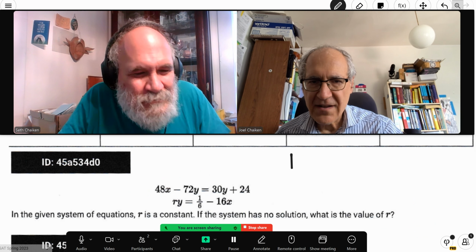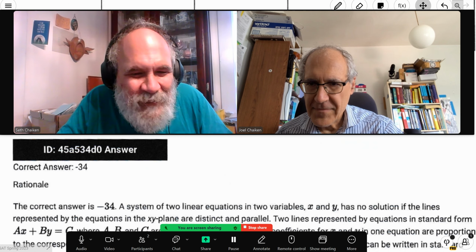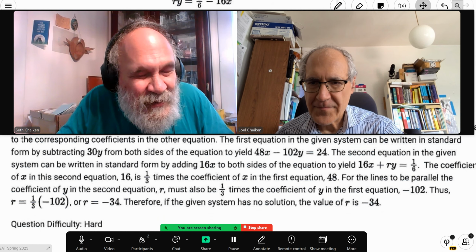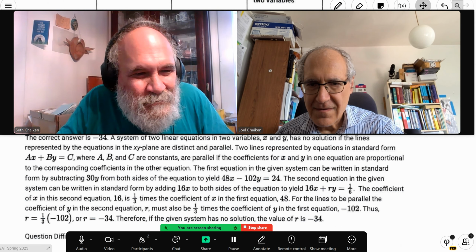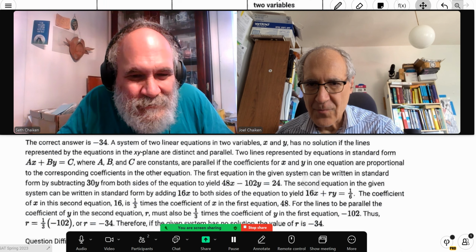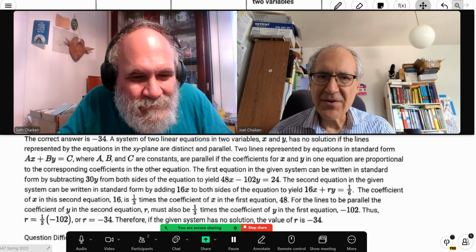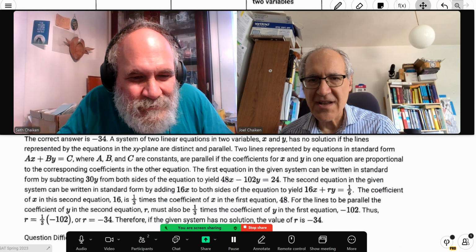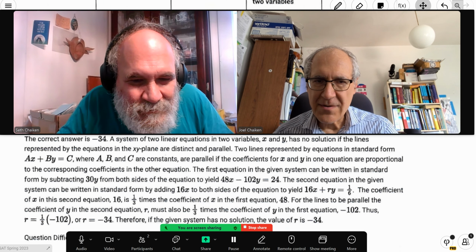Okay, so let us see. Negative 34. And a pretty big answer. Okay, wow. The answer is 34. The system has no solution if the lines represented are distinct and parallel. They're in standard form. That's what we talked about.